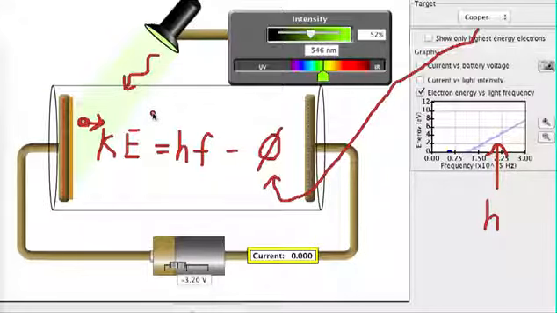This showed us for the first time that light comes in discrete packets of energy, and those little packets of energy are known as photons.